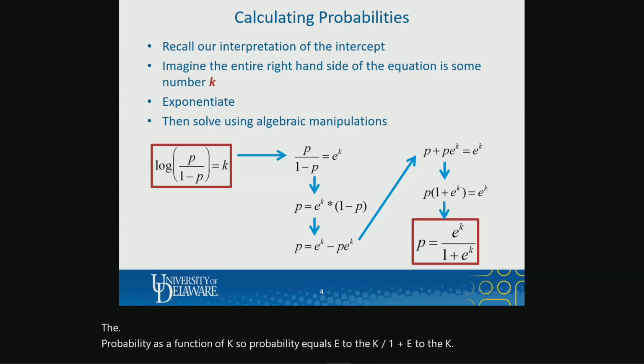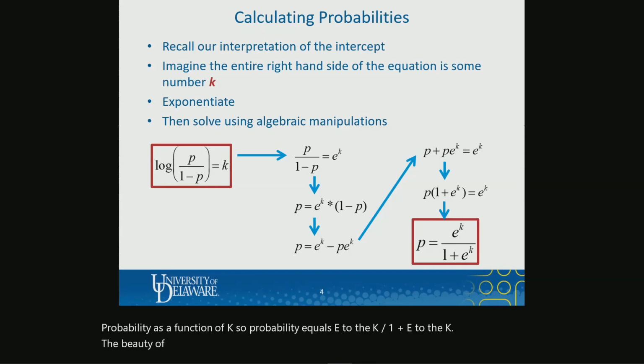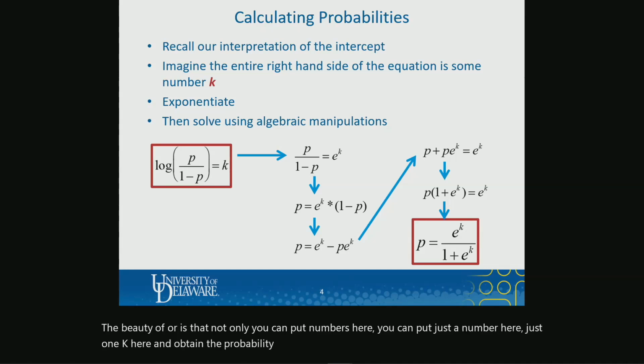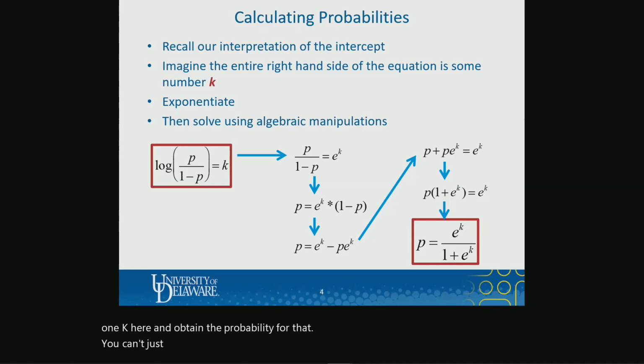The beauty of R is that you can put just a single number for k here and obtain the probability for that. You can also put a list of numbers here and obtain the probabilities for those cases. Okay, so keep that in mind.